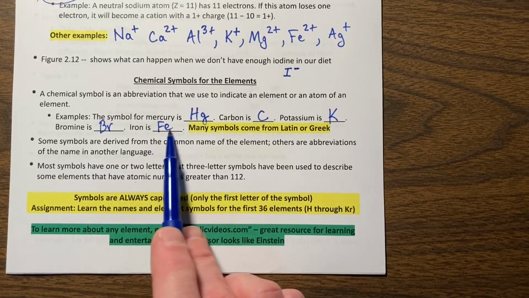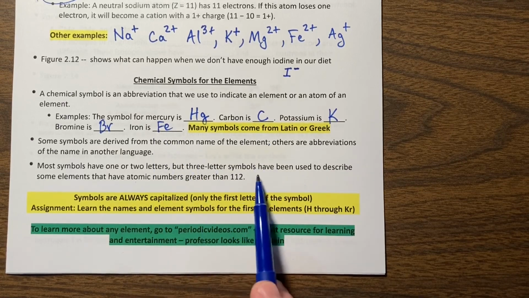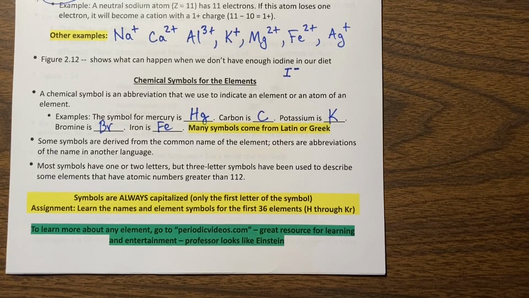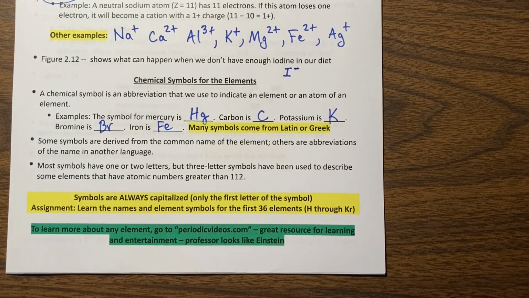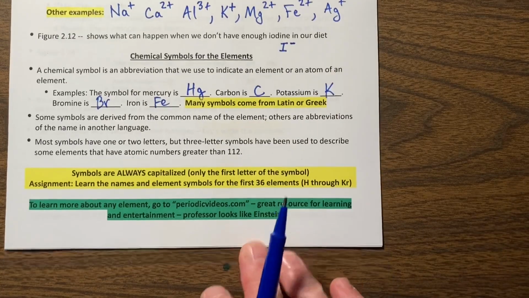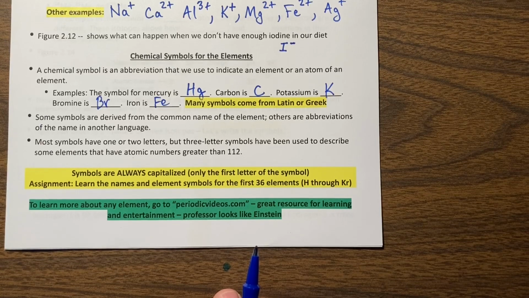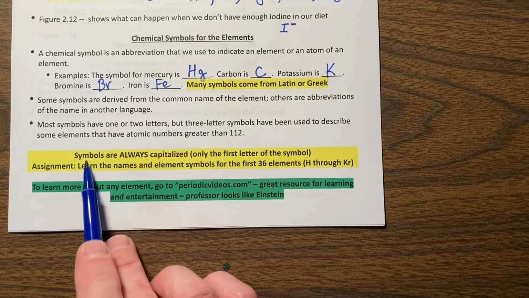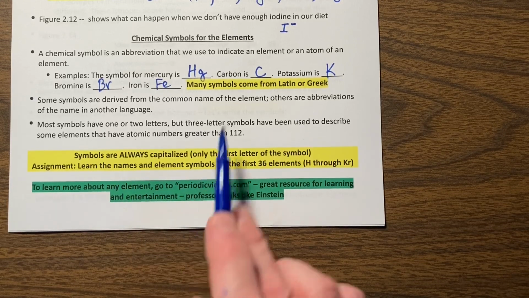Most symbols have 1 or 2 letters, but 3-letter symbols are used for the elements discovered more recently. You might have heard of the CERN particle accelerator. I believe it's in Switzerland, but they're doing experiments with fundamental particles, and they've discovered and synthesized other elements, and those would be found at the bottom of the periodic table. But they haven't come up with names for many of these, so they just use 3-letter symbols that are based on their atomic number, I believe. But what you should know is that symbols are always capitalized, but only the first letter.